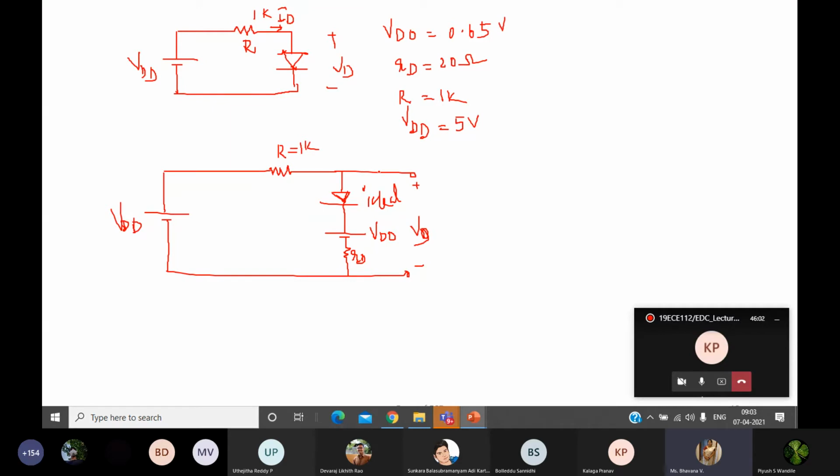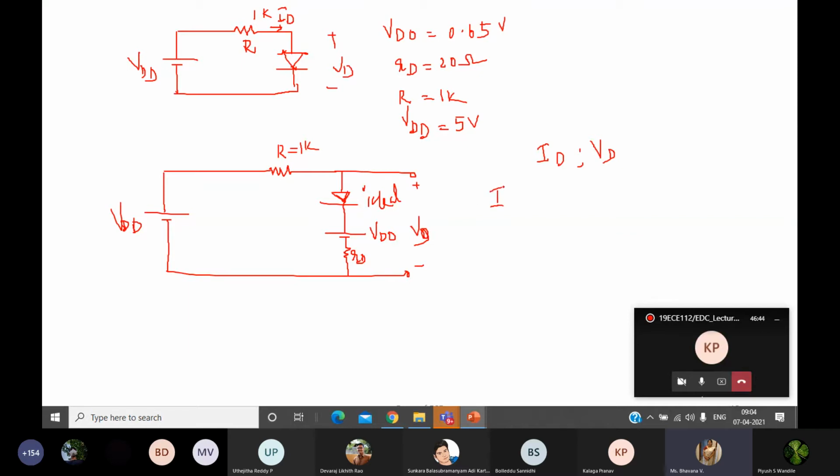This model is also known as the battery plus resistance model. Underline that, battery plus resistance model. So in this question, you have to model the diode using the piecewise linear model and determine the value of ID and VD. We model the diode using the intercept VD naught and RD, and an ideal diode is used to constrain the flow of current only in the forward direction.